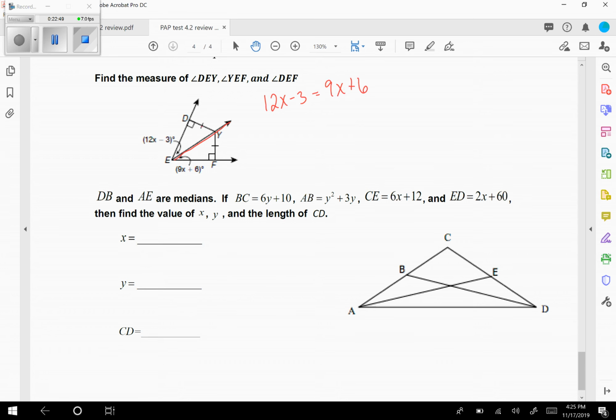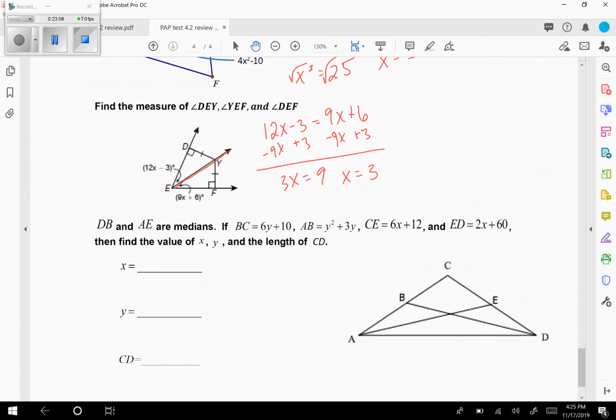So now we'll go on ahead, we'll solve. We'll add 3, and then take away 9x. So we get 3x is equal to 9, so x is equal to 3. And so now what we got to do is plug into just one of them, and then multiply by 2, and that will tell us all 3 of our angles. So angle DEY is equal to angle YEF.